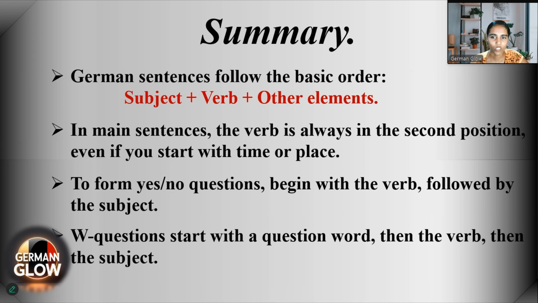Again, German sentences follow the basic order: subject plus verb plus other elements. In main sentences, the verb is always in the second position, even if you start with time or place. Yes/no questions begin with the verb followed by the subject. WH questions start with the question word, then the verb, then the subject.